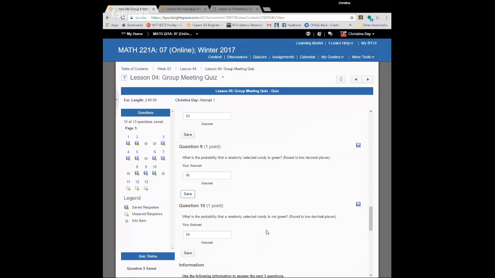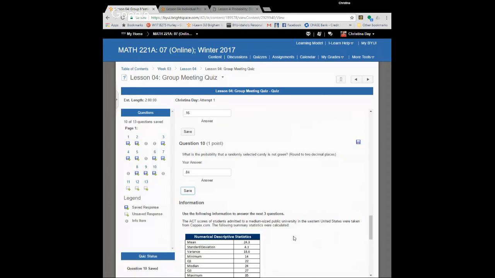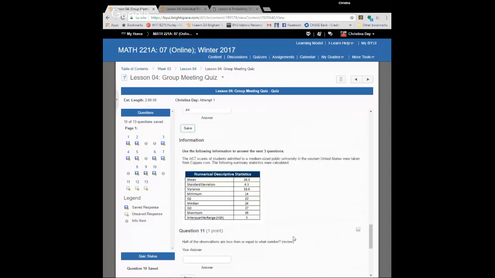We're good. Number 10. So then what's the probability that a randomly selected candy is not green? So it would be the sum of the rest of them. Would that be 1 minus 0.16, so 0.84? Exactly. Yep.